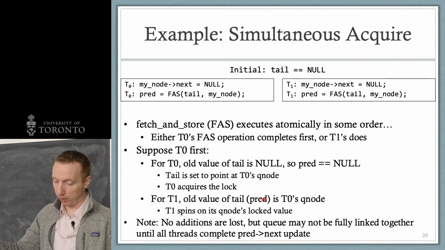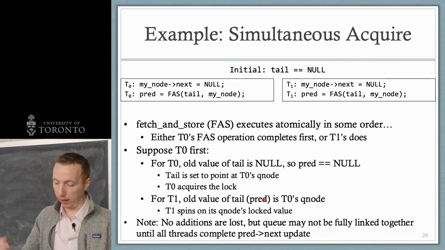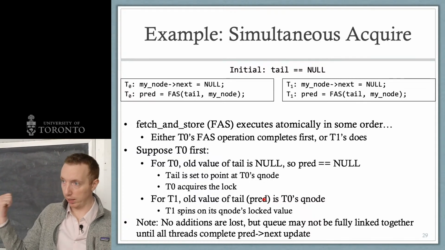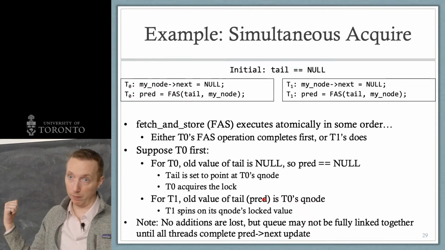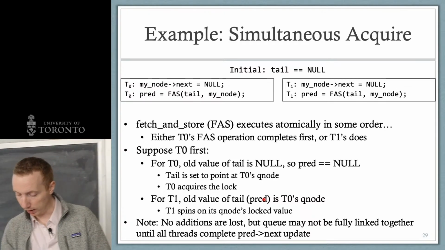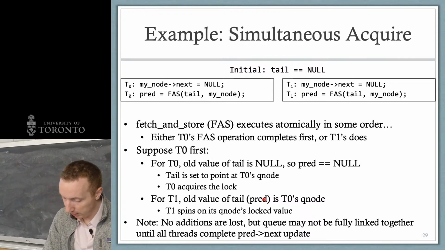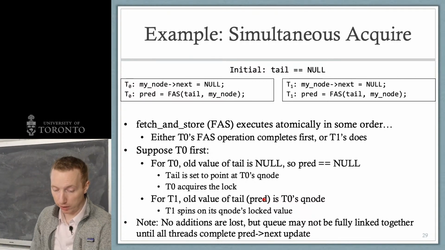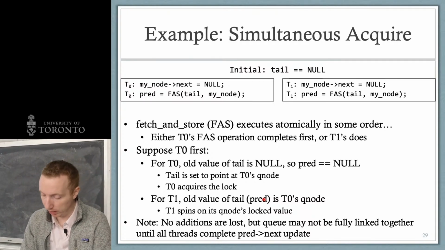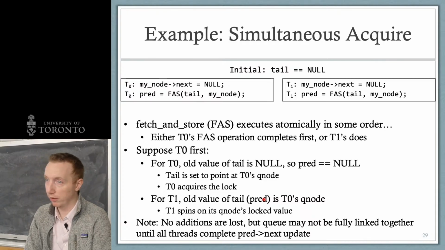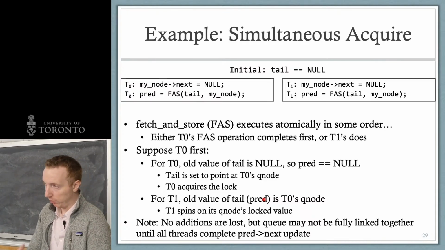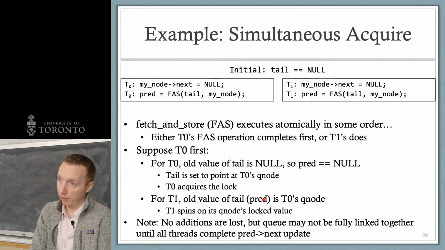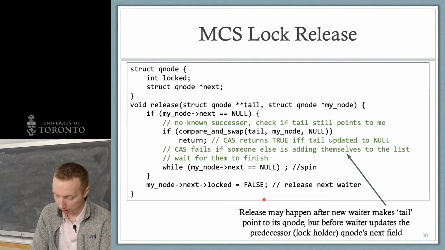And then it's just going to spin on its own locked value. And then it would be up to thread 0, when it's done and does the release, to go ahead and set its locked value from a 1 to a 0 so that it can proceed. So under this scenario, no additions are lost. The queue might not be fully linked together until all threads actually complete updating its predecessor's next, so changing the old value to update its next pointer. So we would have to be very, very careful with that to ensure we are correct.